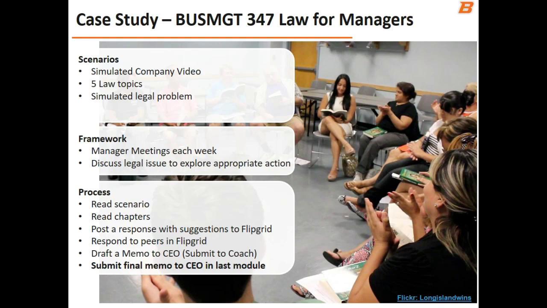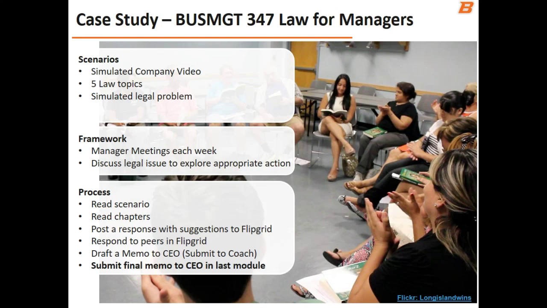And so the first week's topic was about employment law. They learned all about employment law through the readings. They had to read the scenario and the chapters related to that. And then they had to say whether they should hire this person who left another company early with a clause that they couldn't go work in the same industry for 6 months. Should they hire them or not?